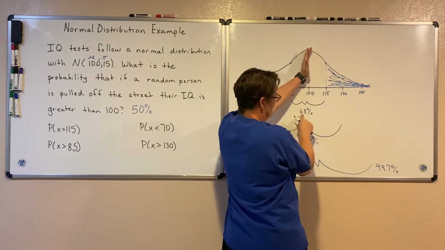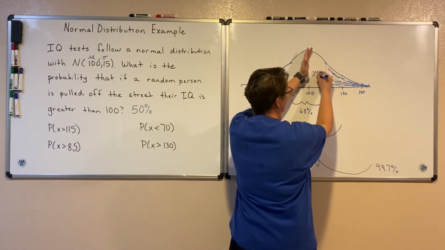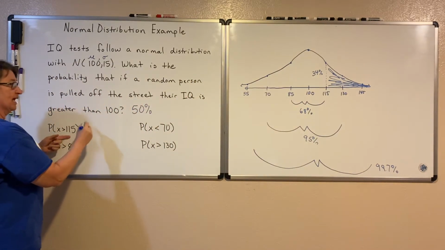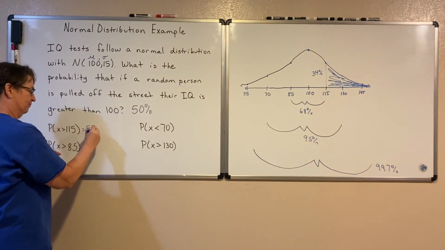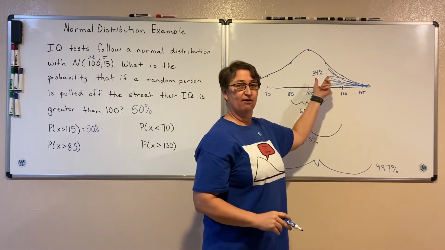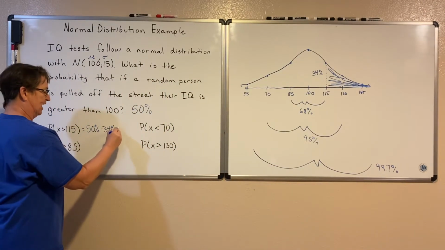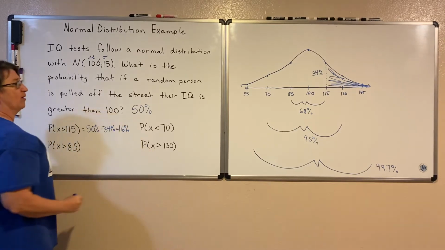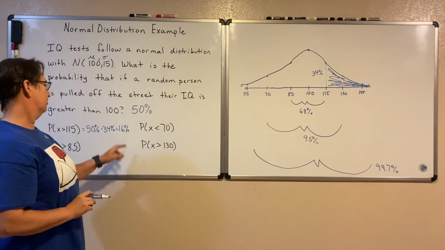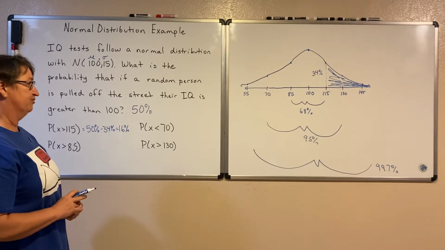And that little sliver is half of this 68%, or 34%. So to find this probability, I can take my 50%, that's from 100 on, and subtract off that 34%, which gives me a 16% probability, or the area under the curve there is 0.16. So there is the chance that I get over 115.